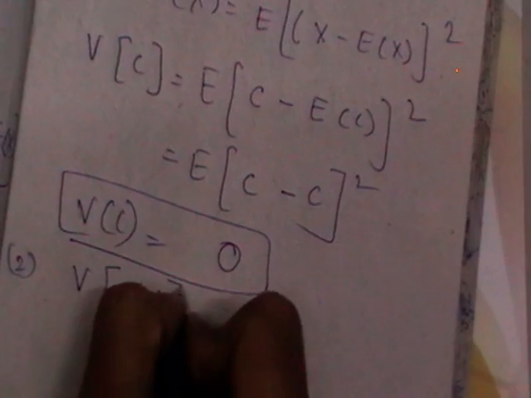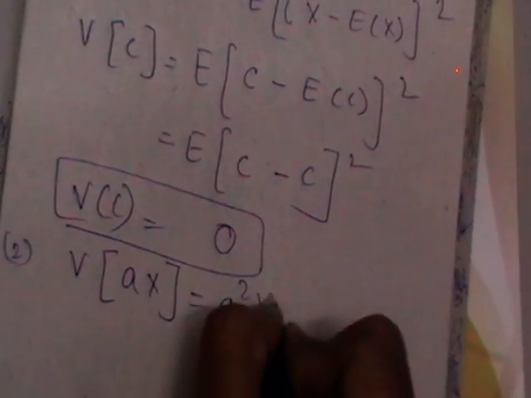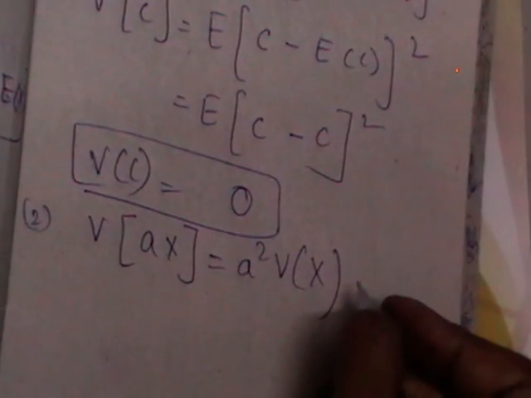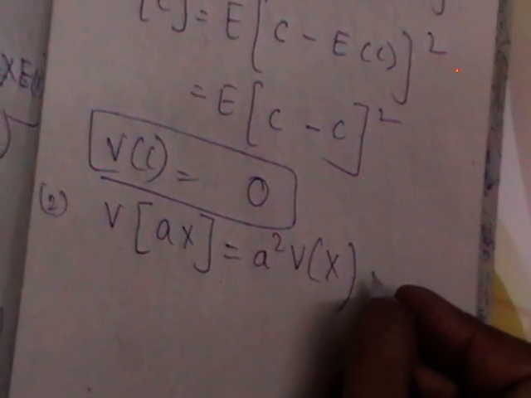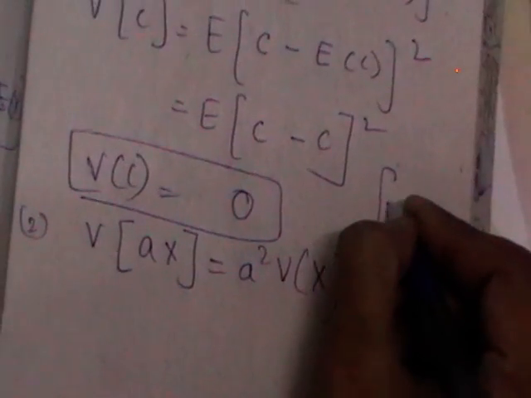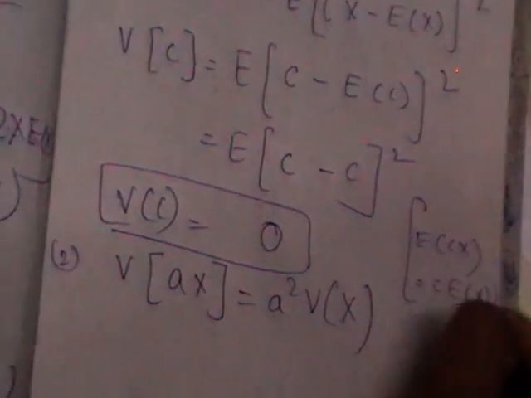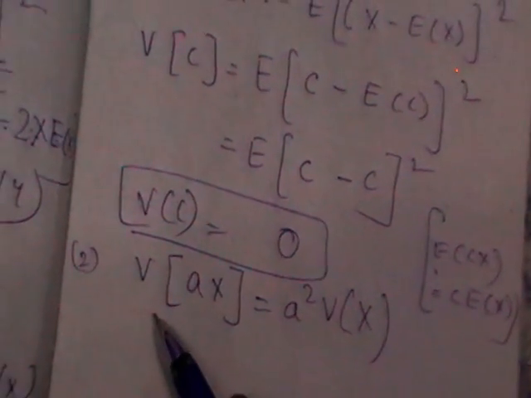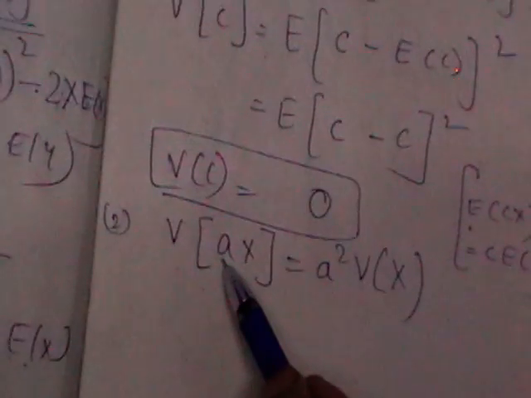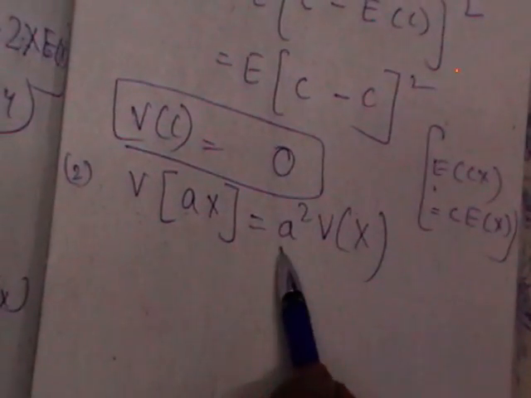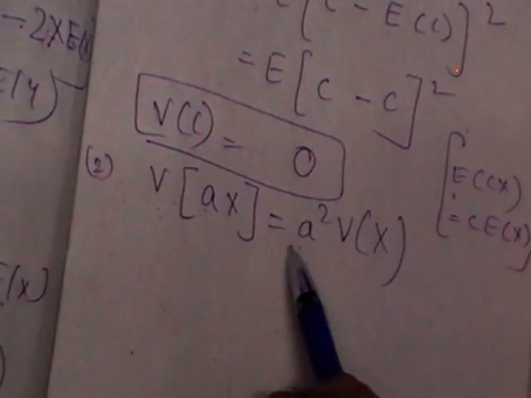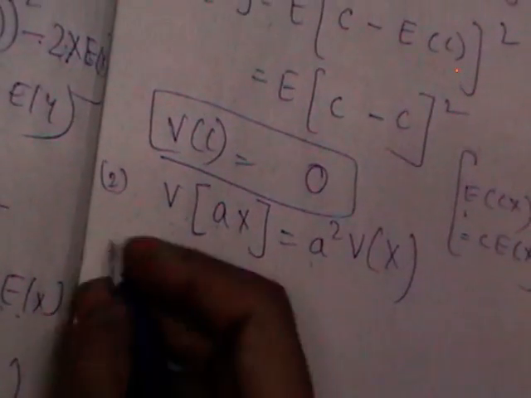variance of ax is equal to a² variance of x. For expectation, E(cx) is simply c times E(x). The second result on expectation is this: the constant is taken out as it is, whereas in variance, whenever a constant is taken out of the variance, it will be squared. That means variance of ax will be a² variance of x.